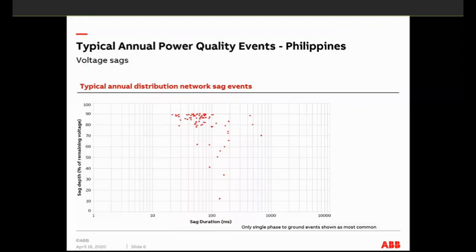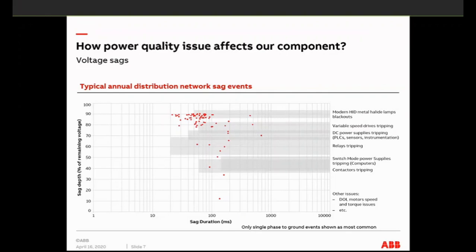But there are some events for the components that are sensitive that we were able to monitor. Okay, so what does it mean? It means that if you have a very sensitive component and there is a voltage sag of 10%, some of your modern components will actually trip off. So if you have this kind of very sensitive component, it will trip off and also reduce its lifespan.